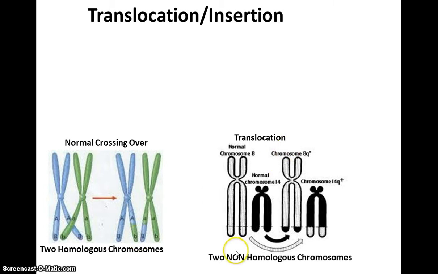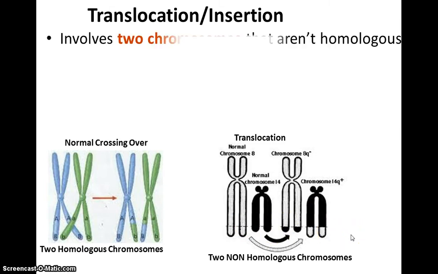In a translocation, if we look over here, we're going to have 2 chromosomes that aren't homologous. They're not similar. They should not be paired, but for some reason they incorrectly pair during prophase. So what will happen in that case? Again, they get together and they swap, but the genes are not similar at all. So you end up with portions that are swapped between 2 very different chromosomes.